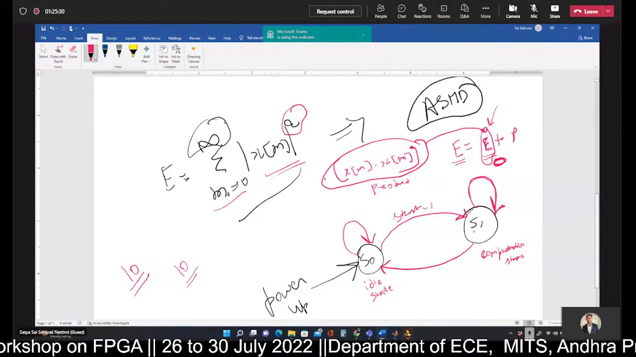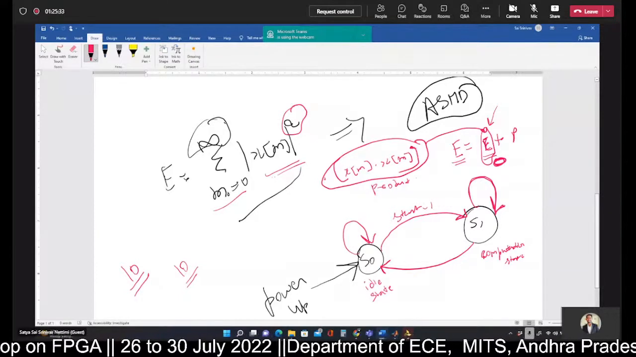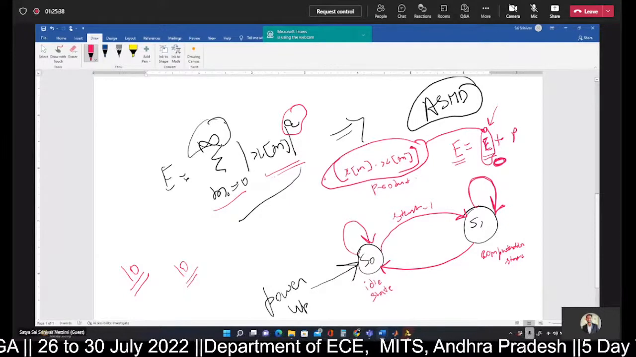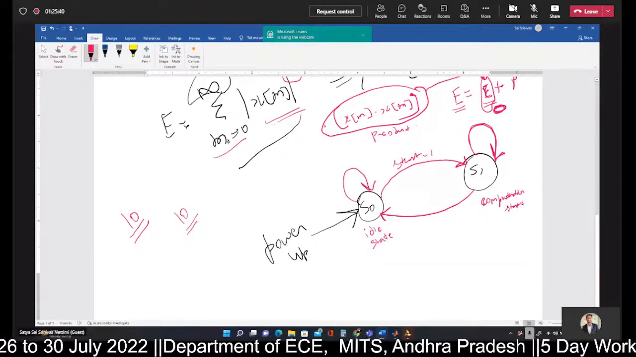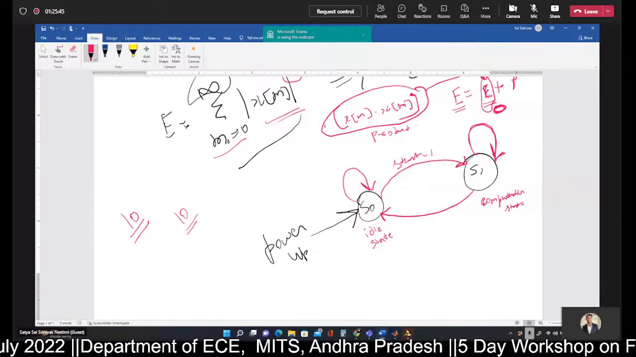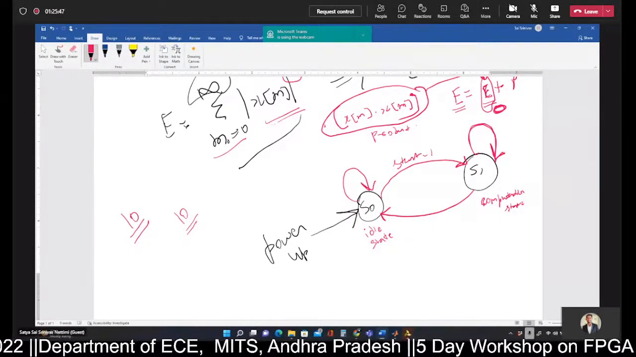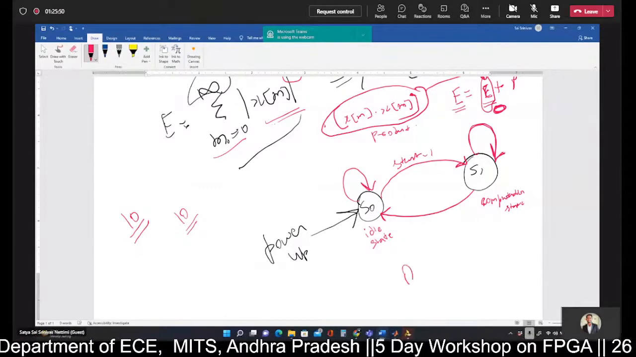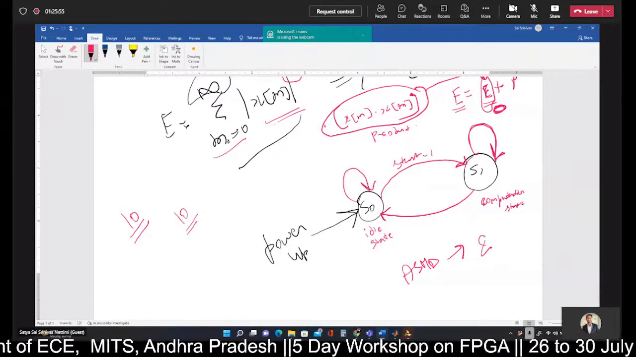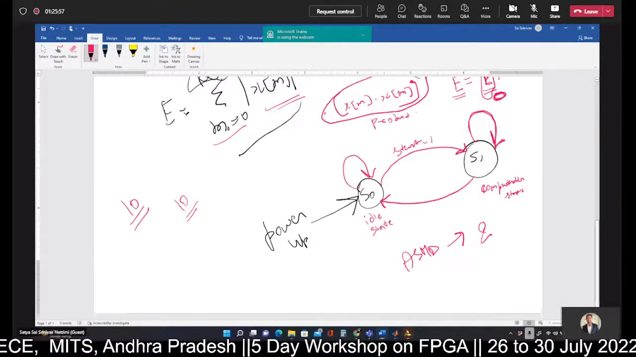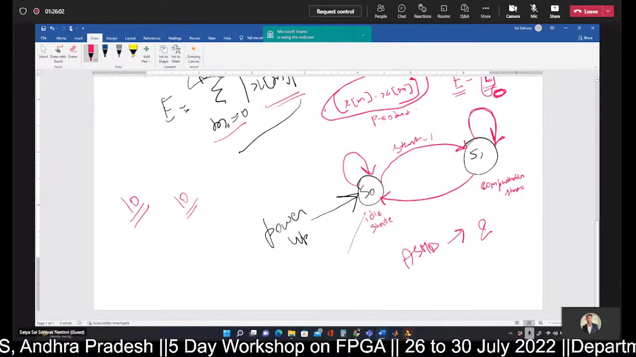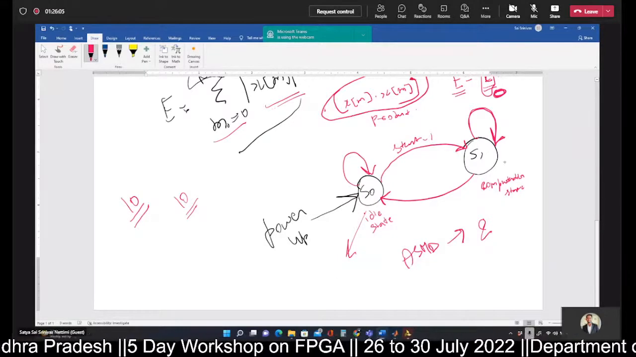So when all the samples for one particular frame duration have been processed, what does it have to do? It has to return to the idle state. So this is the scenario that we are going to address. Our ASMD is going to have two states: one is the idle state and the other is the computation state. Accordingly, we will write the description for the S0 state and for the S1 state.